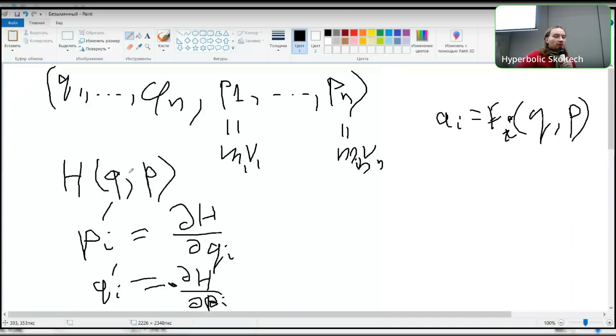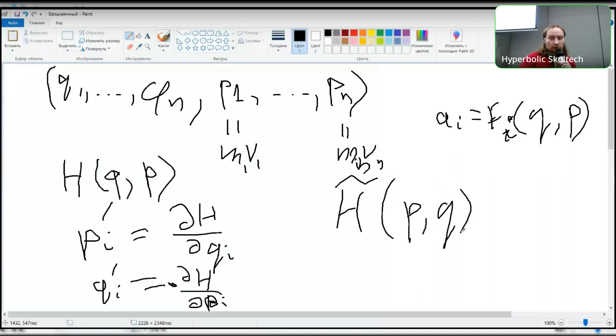And actually this shows us some duality between coordinates and impulses. So we can consider, for example, a different Hamiltonian function, H tilde of P and Q, and H of Q and P. Well, okay, I swapped the sign probably, yeah, here.